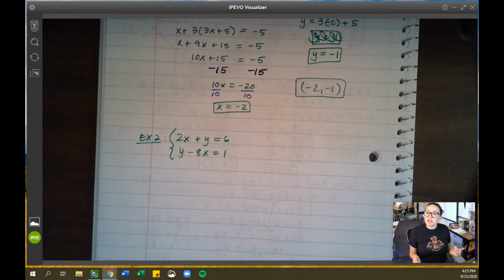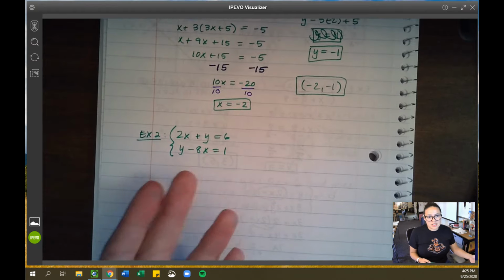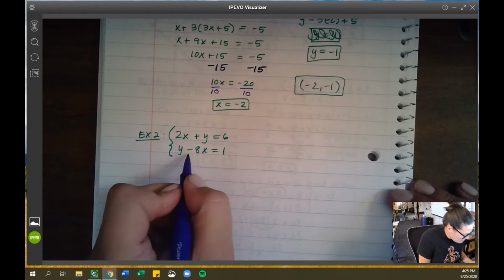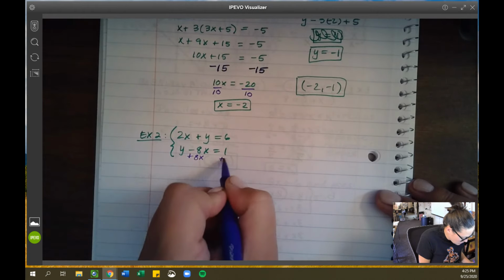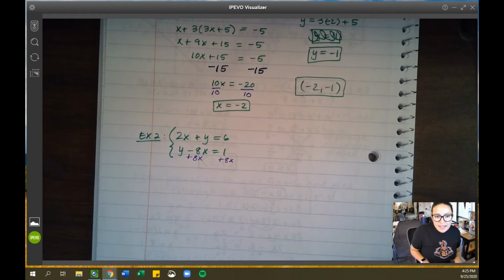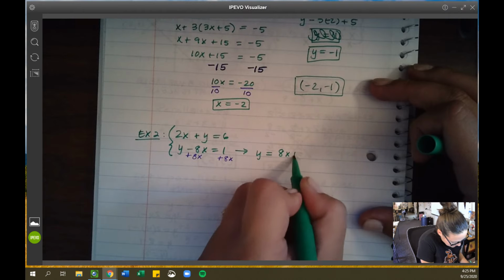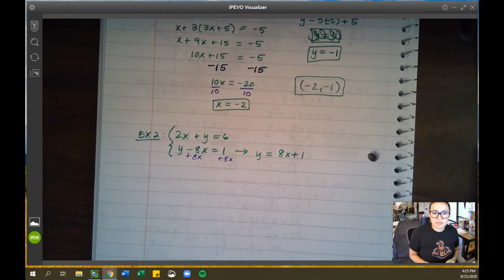Now, what you're going to have to do is rearrange the equation so that one of the equations has a variable that is alone. Now, both of these equations, you could very easily get y alone, and it doesn't actually matter which one you get by itself. Just pick the one that makes the most sense to you. And for me, it makes the most sense to look at this second equation and say, well, I'm going to add 8x to both sides, and now I have y equals 8x plus 1. And now I have an equation that has a variable by itself.